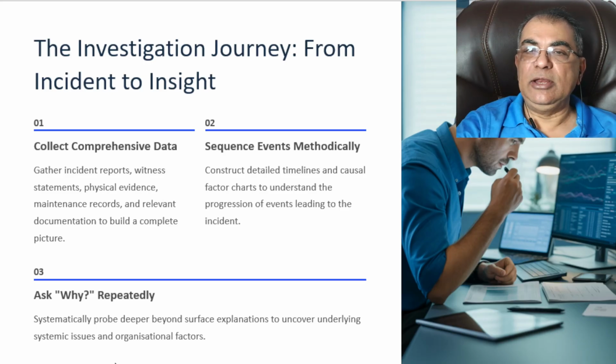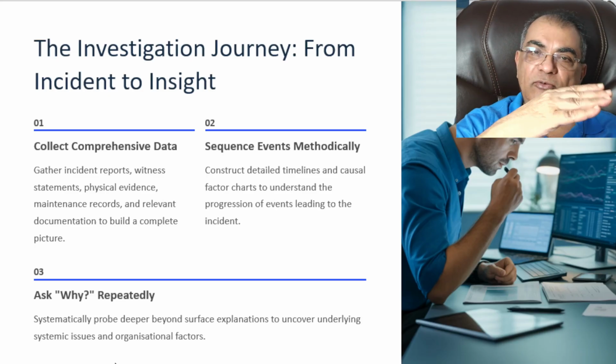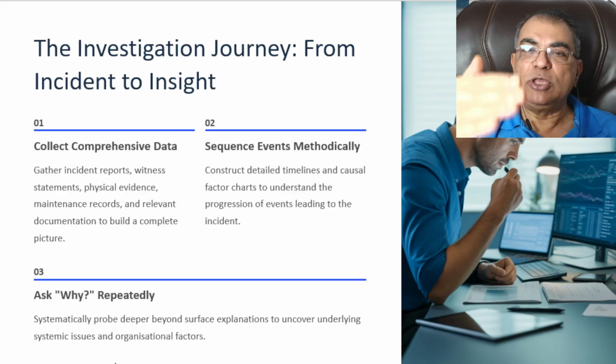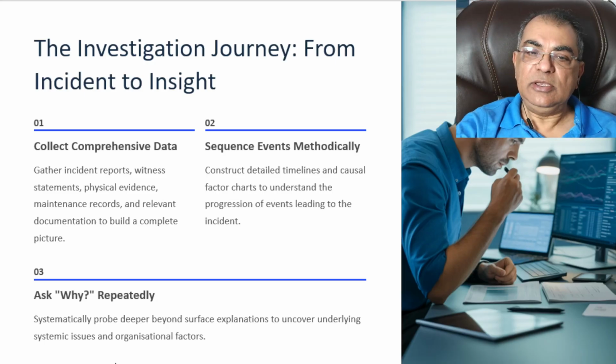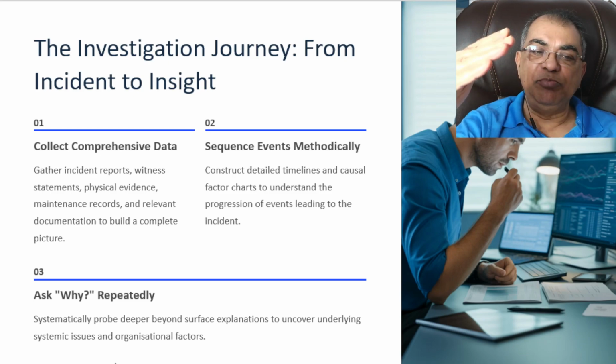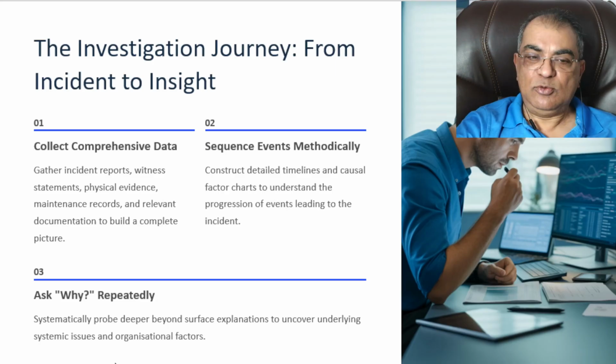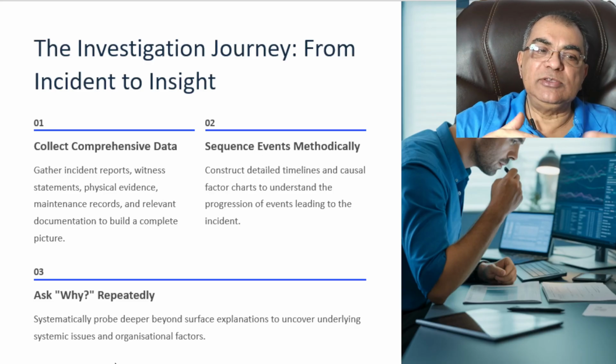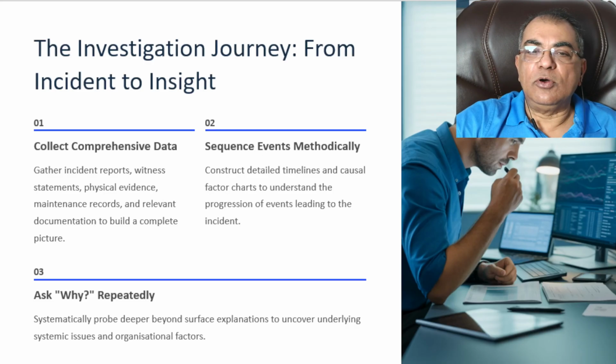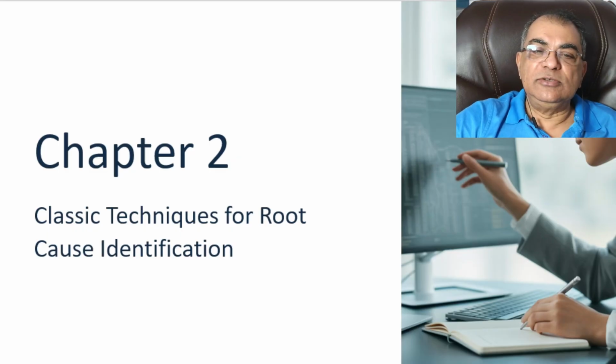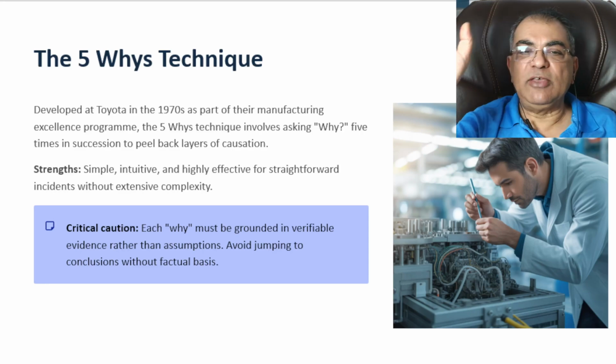Sequence the events methodically, time-wise. Construct a detailed timeline and causal factor chart to understand the progression of events leading to the incident: what happened first, what happened second, and how things moved, which caused the incident and an injury. Ask why repeatedly and systematically; that's why the 5 Whys question comes in. Systematically probe deeper beyond surface explanations to uncover underlying systemic issues and organizational factors. If you ask why this happened, why this happened, why this happened, only then can you reach the root cause. It is a classic technique for root cause identification. So we'll try to understand the 5 Whys technique.